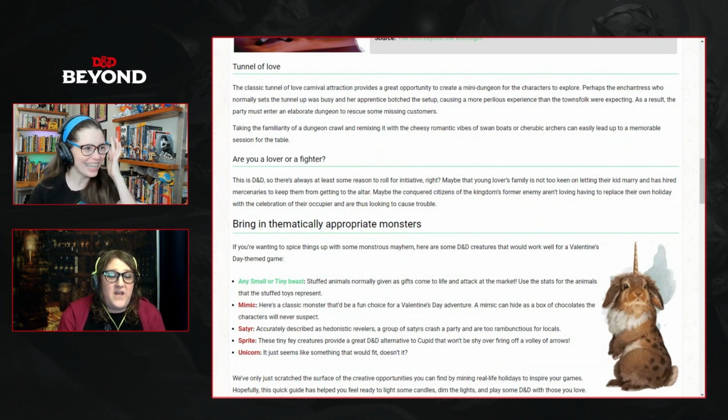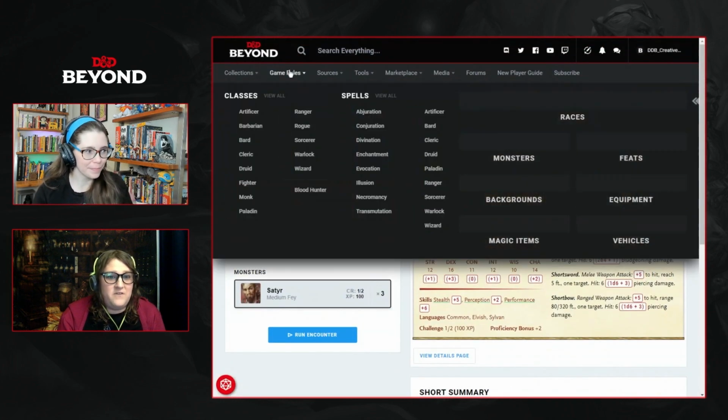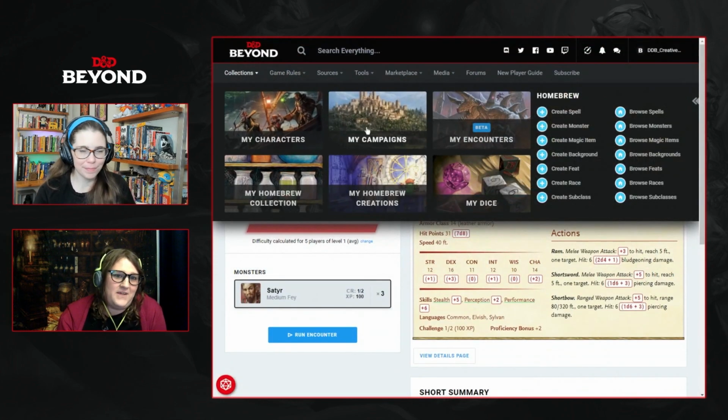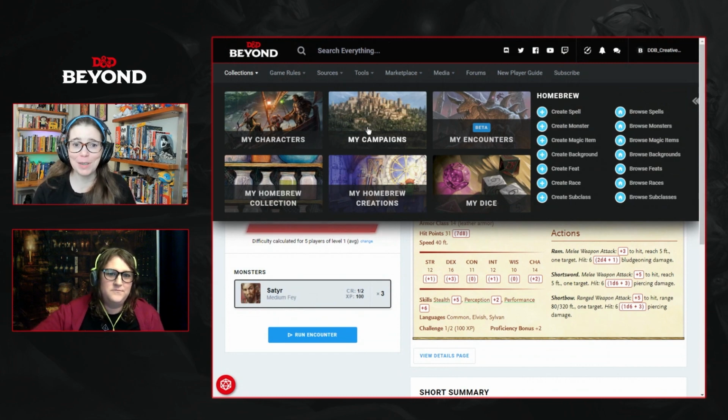If you go with the tunnel of love thing, it'd be like maybe she ran away, she hid in the tunnel of love, and now you have to go in there to find her, and that's how that plays out. Oh. So what kinds of hazards would you put in the tunnel of love?